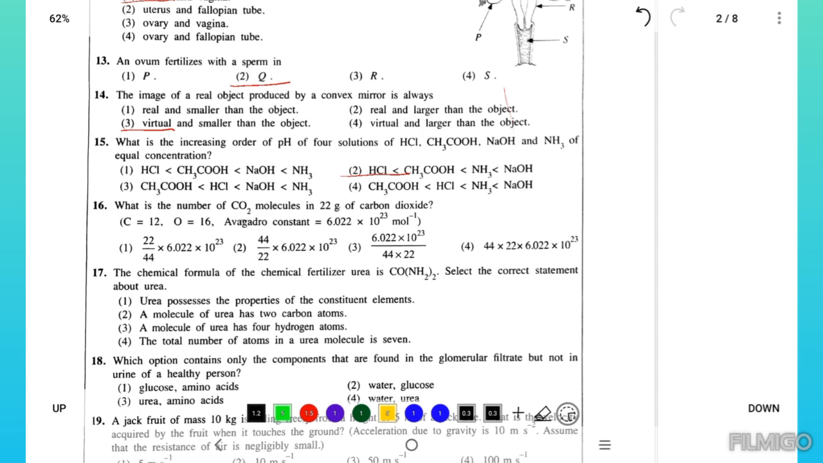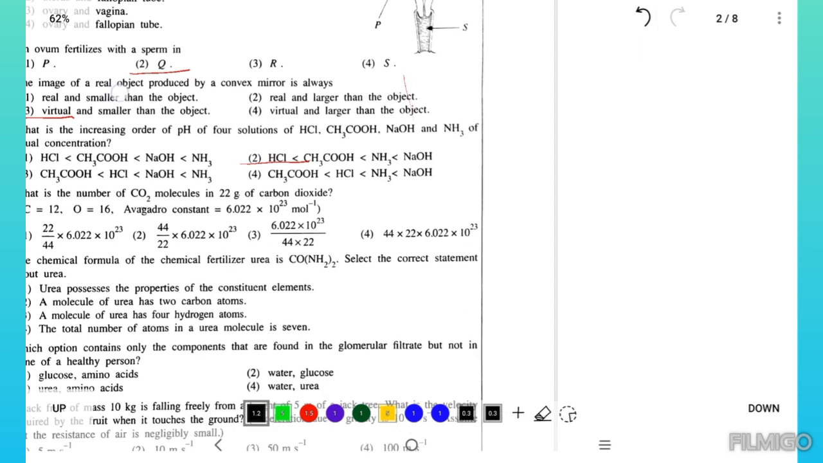Question number 16. What is the number of carbon dioxide molecules in 22 grams of carbon dioxide? According to Avogadro's law, you know 1 mole of any compound contains how many, not moles, molecules or atoms? Avogadro number of them, that is 6.022 times 10 to the power 23 molecules or atoms. What is the mass of 1 mole of carbon dioxide? From the given data, we can find that. The molar mass of carbon dioxide.